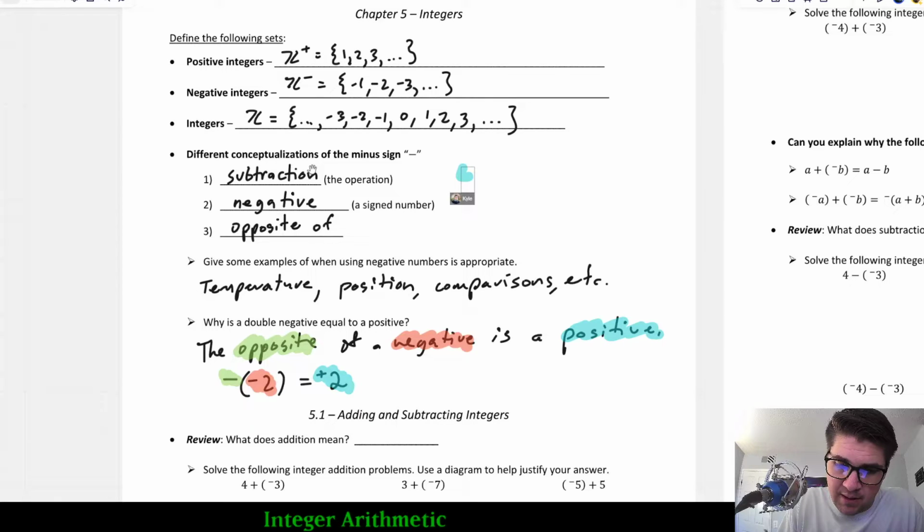Whoops, I don't want to be using the highlighter. Say we have 4 minus 6. Whoops, still using the wrong thing. Cool, erase that. All right, sorry about that.